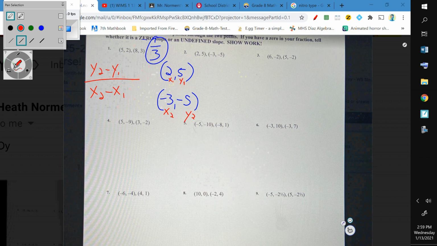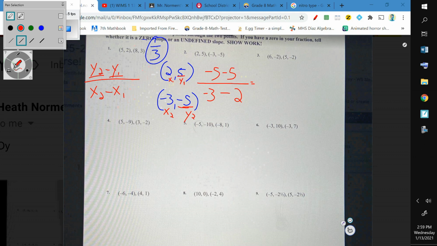Now you're just substituting and solving, okay? It's that simple. You're going to substitute this 5 in place of this y2, and that's a negative 5. Forgive me for not seeing that. That's a negative 5. And then this 5 for this y1. So it's going to look like this. y2, negative 5, minus y1 over, now let me go and put a minus there. My x2 is negative 3, my x1 is 2.